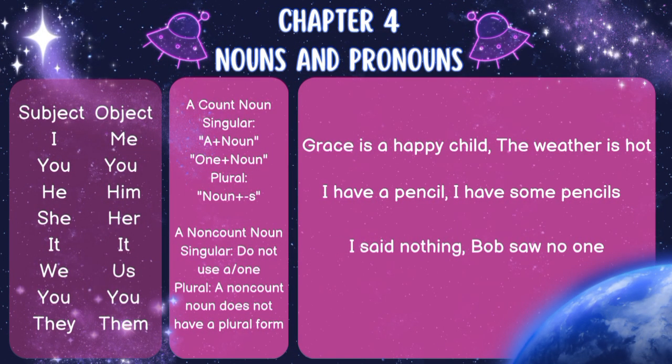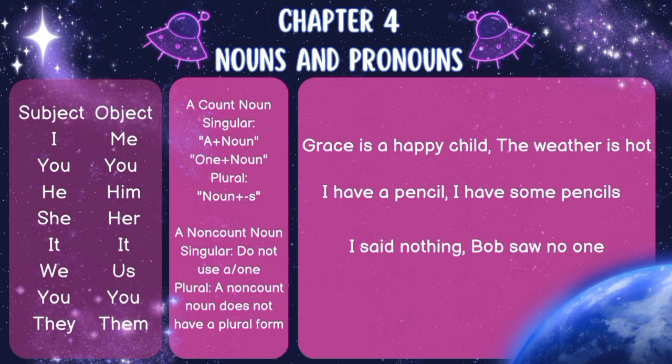Chapter 4, Nouns and Pronouns. A noun is used as the subject of a sentence. A noun is used as the object of a verb. A noun is also used as the object of a preposition. Adjective plus noun. For example, Grace is a happy child. Noun plus be plus adjective. For example, the weather is hot.